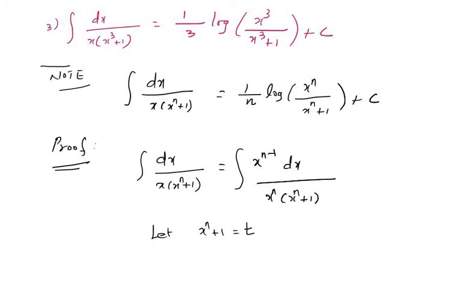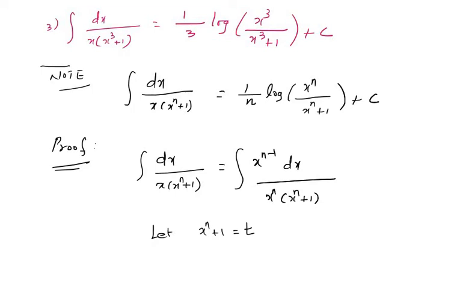x power n plus 1. See, if I differentiate x power n plus 1, what am I going to get? n into x power n minus 1. That is, its power will be decreased by 1. That is in the numerator, x power n minus 1. We need not bother about the constant. If the variable term is in the denominator, we have x power n, and in the numerator we have x power n minus 1.